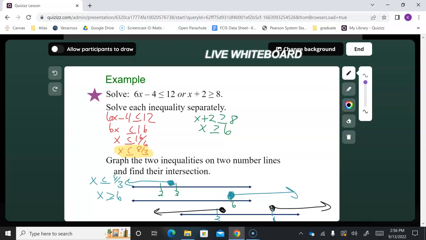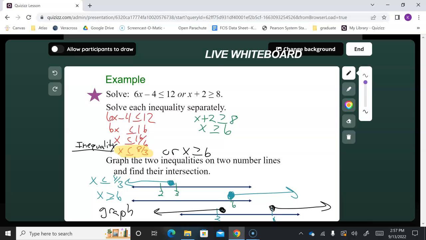Now we need to look at the interval. Okay, so my inequality is this. Okay, that's my inequality. So if it asks for an inequality, x is less than or equal to 8/3, or x is greater than or equal to 6. If it asks for a graph, here's our graph. Graph each of the inequalities on the same line. There's my graph. Now I need an interval.